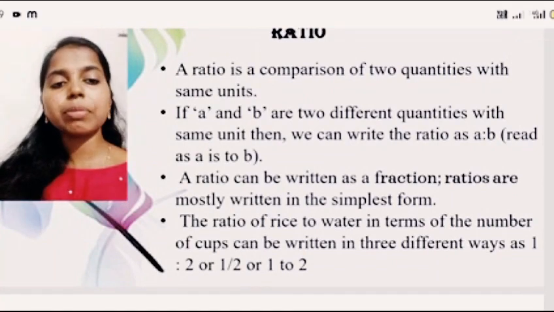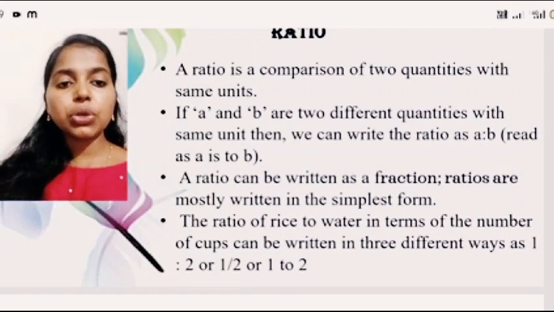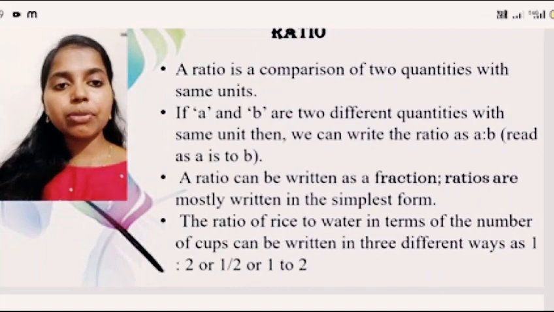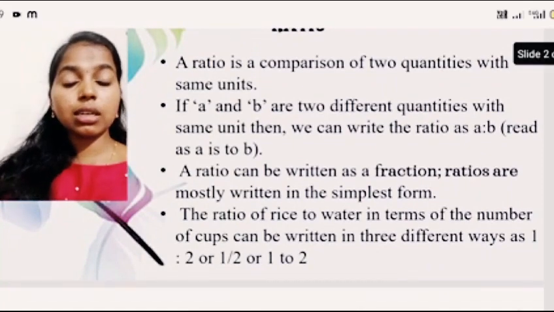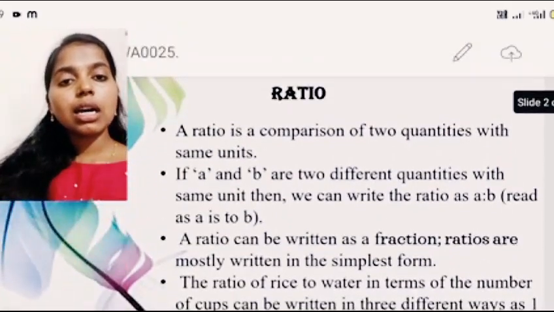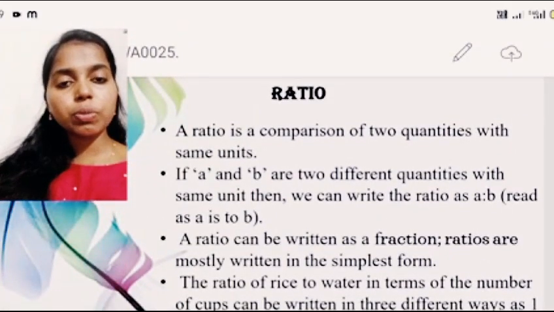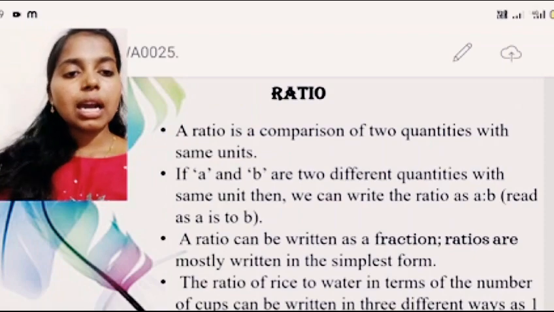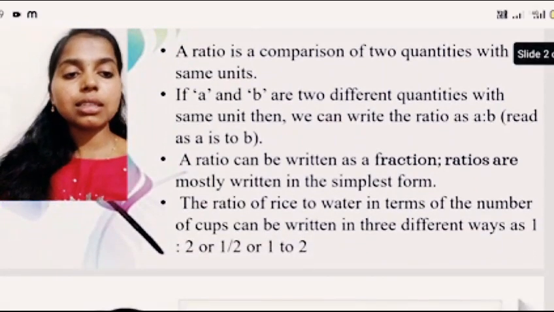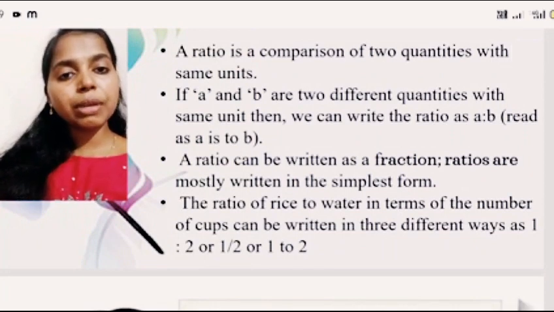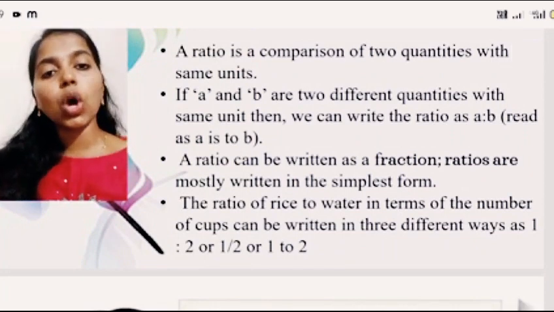A ratio can be written as a fraction. Ratios are mostly written in the simplest form. For example, if A is to B is the ratio, then we can write it as A divided by B. Then it is a fraction form. And ratios are mostly written in the simplest form. Therefore, we can simplify a ratio by dividing by the greatest common factor.